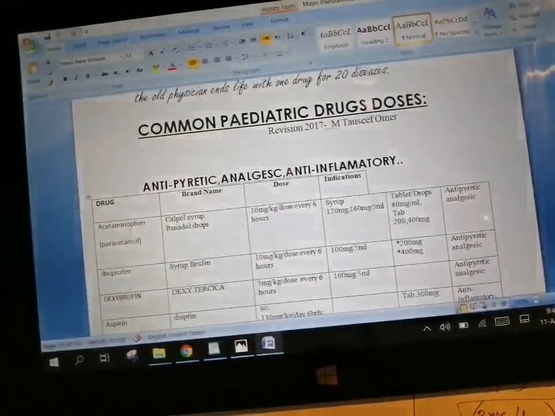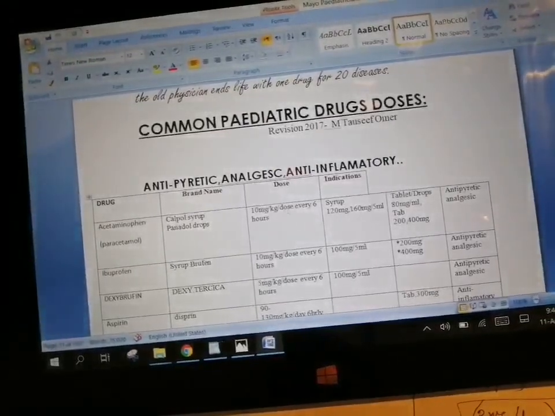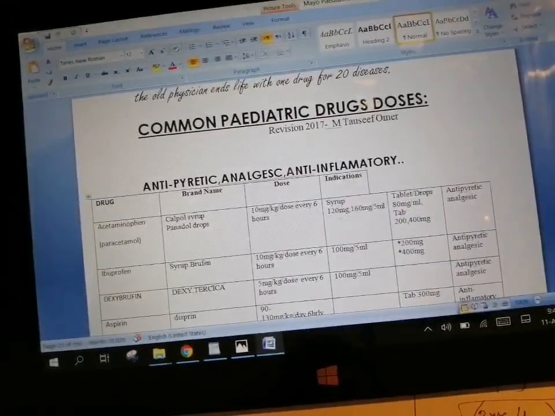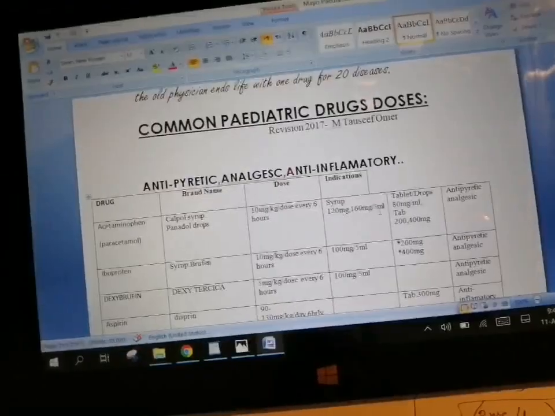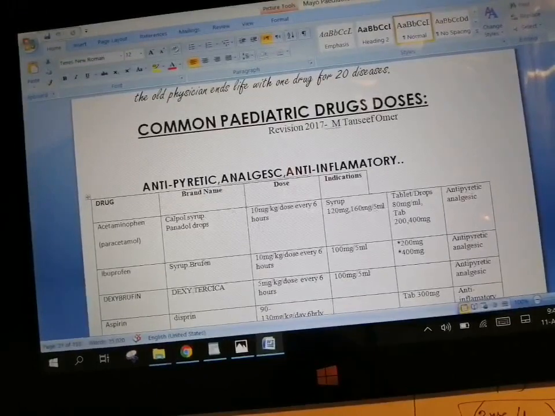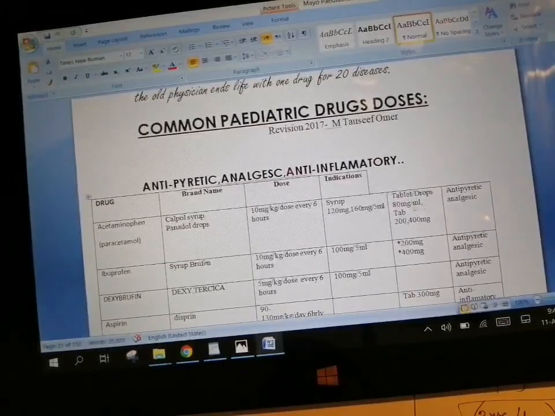See, acetaminophen, it comes with the names paracetamol, Calpol, Panadol, 10 mg per kg per dose every 6 hourly, syrup 8 hourly, or as needed SOS. Syrup comes in 120 mg or 160 milligram per 5 ml. The Panadol is 160 milligram per 5 ml. The syrup Calpol is 120 milligram. The syrup Calpol 6 plus is 250 milligram per 5 ml. Okay, and the drops 80 milligram per ml.